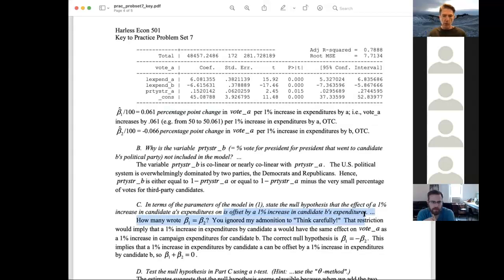And sometimes I get students who want to say, oh, that must mean beta 1 equals beta 2. And no, that's nothing like that. It's the opposite of that in a sense, because if you said beta 1 equals beta 2, that means that if I increase my expenditures by 1%, it's the same effect as if my opponent increased his expenditures by 1%. No, that doesn't make any sense. You want them to be opposite in direction, but of the same magnitude, so that when you add the two up, it is equal to 0.